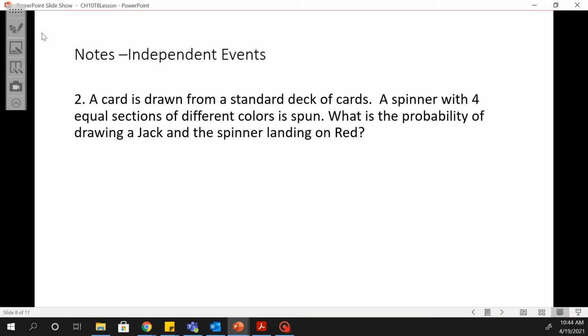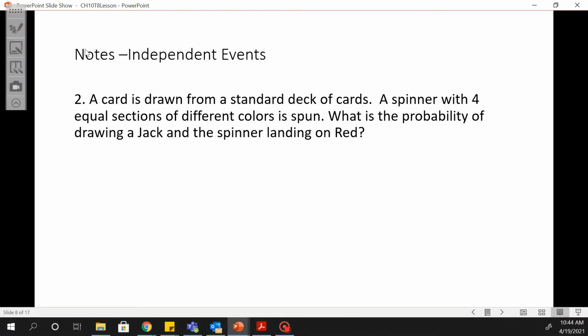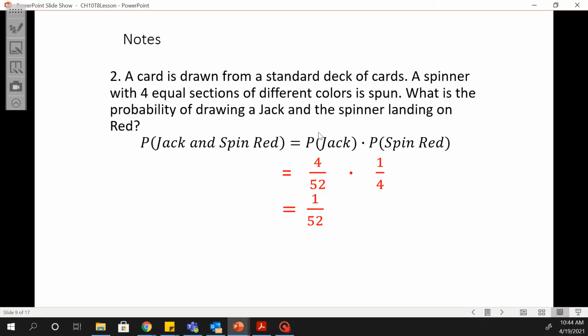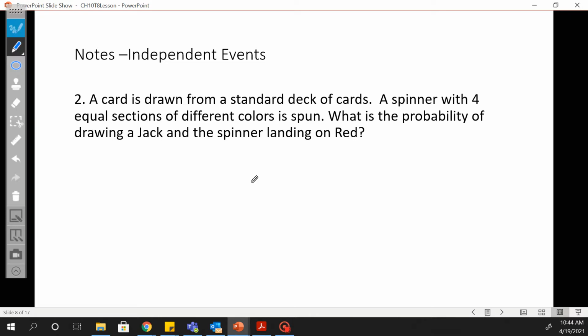A card is drawn from a standard deck of cards. A spinner with 4 equal sections of different colors is spun. What is the probability of drawing a jack and the spinner landing on red? So we want the probability of jack and red. So that would be the probability of a jack times the probability of red.